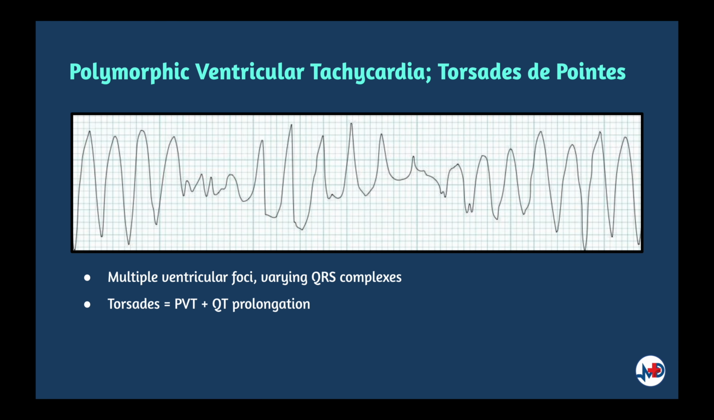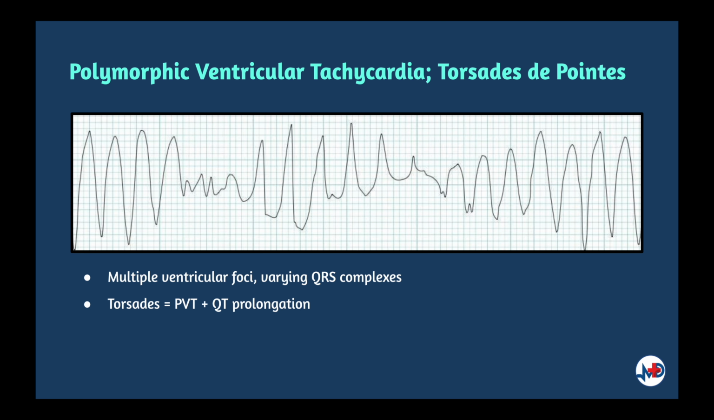So this is how a polymorphic ventricular tachycardia looks. It is a form of ventricular tachycardia in which there are multiple ventricular foci with the resultant QRS complex varying in amplitude, axis, and duration. The most common cause of polymorphic ventricular tachycardia is myocardial ischemia or infarction.